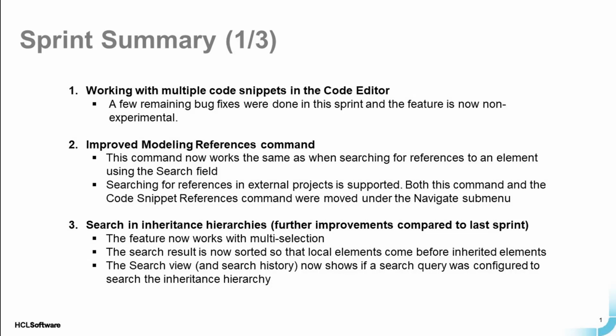We have continued to improve the search in inheritance hierarchies that you have seen also in previous sprint demos. So now this feature can handle multiple selection. And also we are sorting the search results in a more logical order so that local elements come before inherited elements. And also we have updated the search view and also the search history so that it's possible to see if a search was run in the inheritance hierarchy or not.